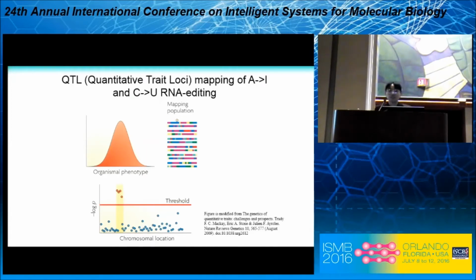So the method used is QTL mapping. This figure shows how QTL mapping works. Normally we get the phenotype from each animal and then scan the genome of the animals using a statistical model to find the regions that are significantly correlated with the variation of the phenotype. If this region is significantly correlated with the variation of the phenotype, probably this region is causal for the phenotype.